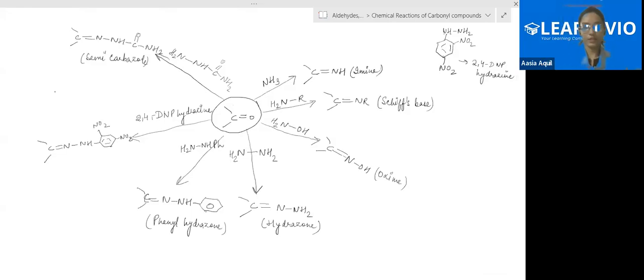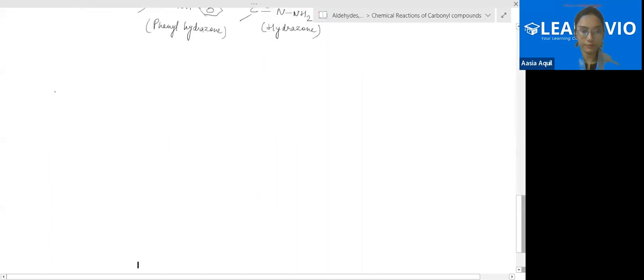Next is oxidation. We will see the oxidation and reduction of aldehydes and ketones.